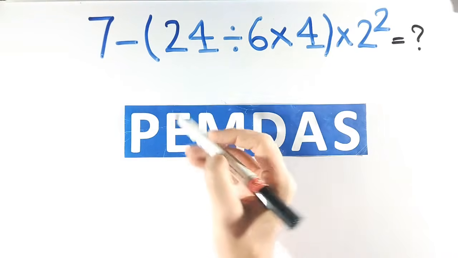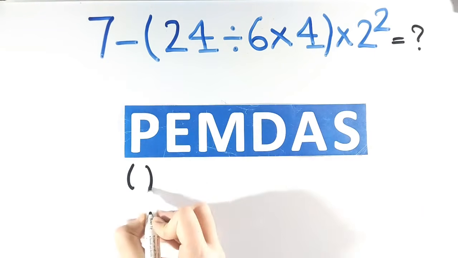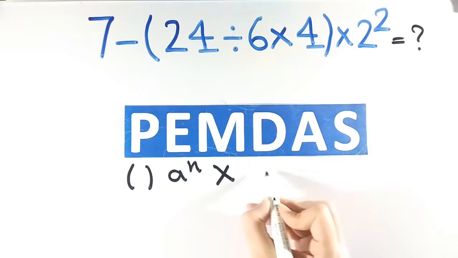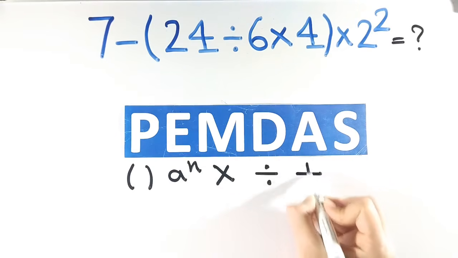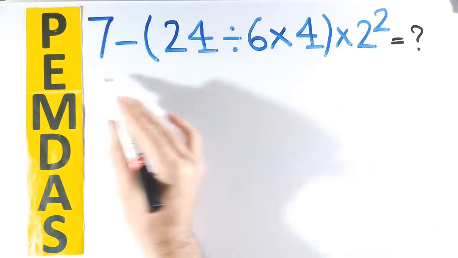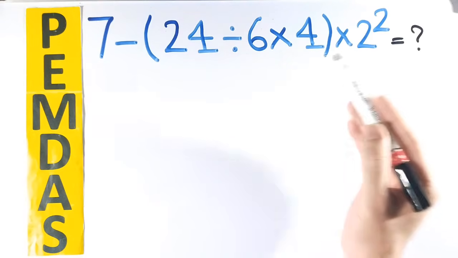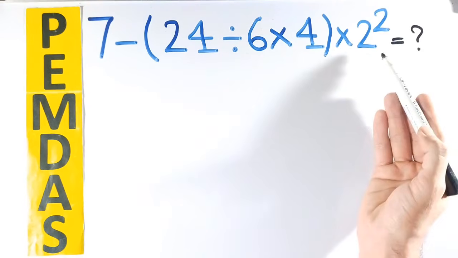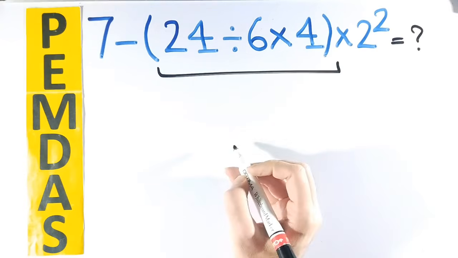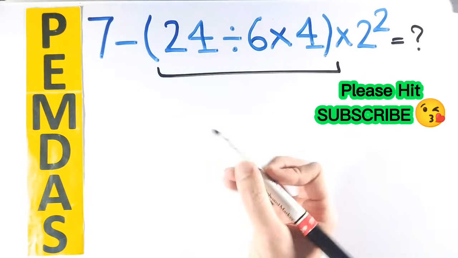To solve this question, we must follow a rule that is called PEMDAS. In this rule, P stands for parenthesis, E stands for exponent, M stands for multiplication, D stands for division, A stands for addition, and S stands for subtraction. As you can see on the screen, in this expression, first we have a subtraction sign, then parenthesis, followed by a multiplication, and finally exponent. According to the PEMDAS rule, first you go for the expression inside the parenthesis because P or parenthesis have the highest priority than the other operations.